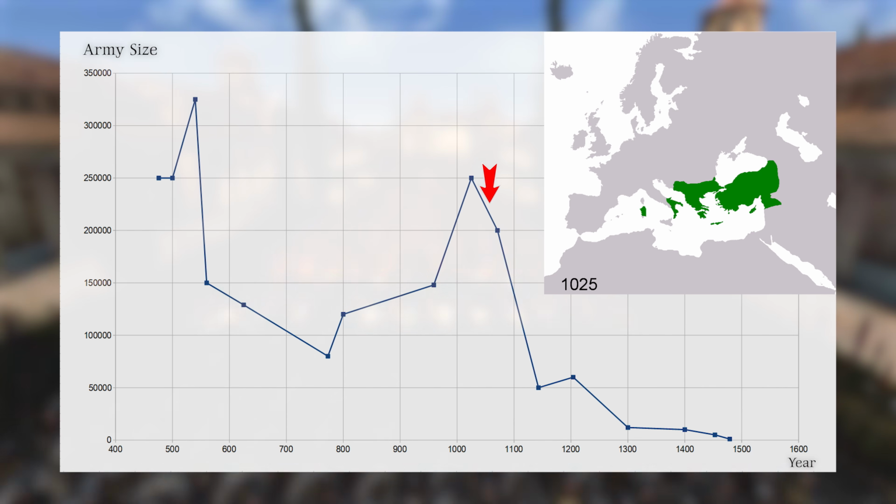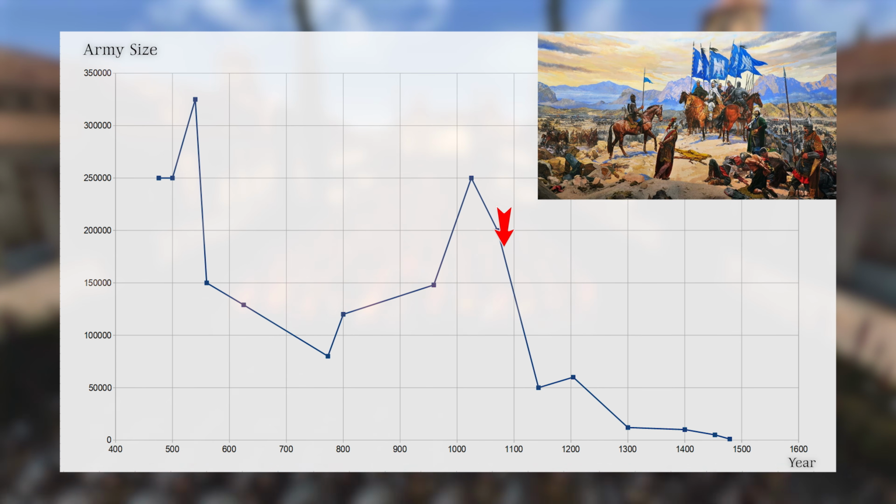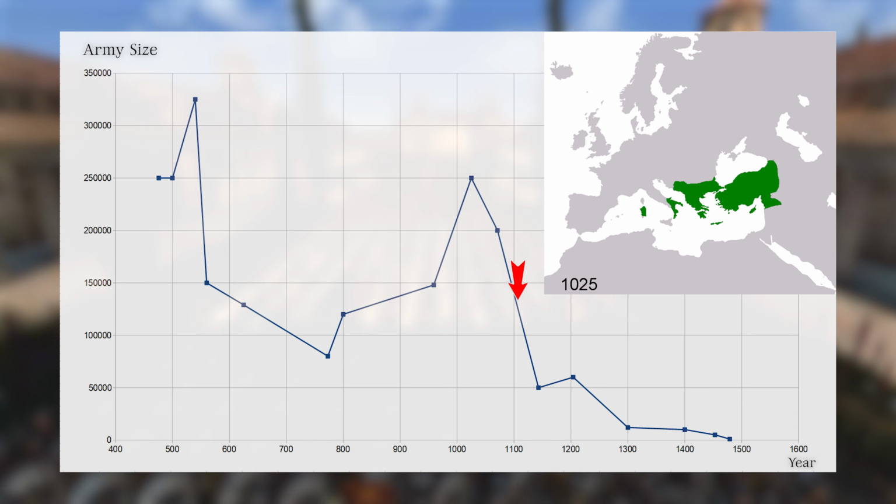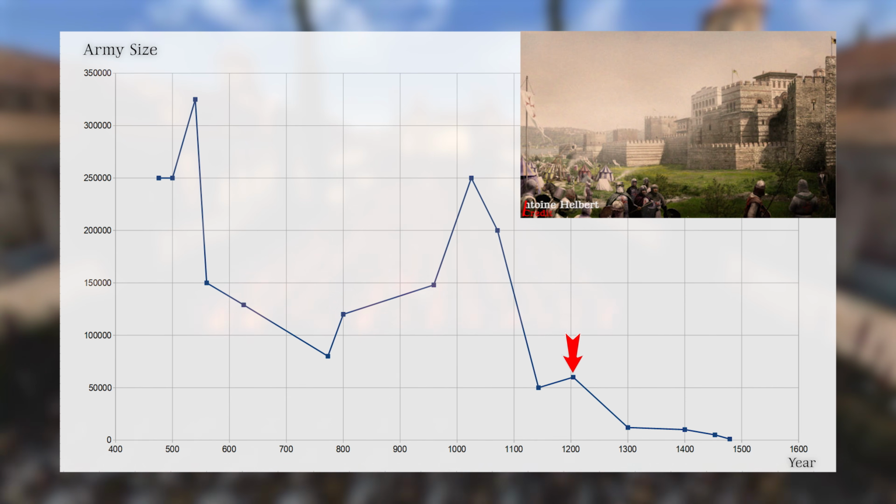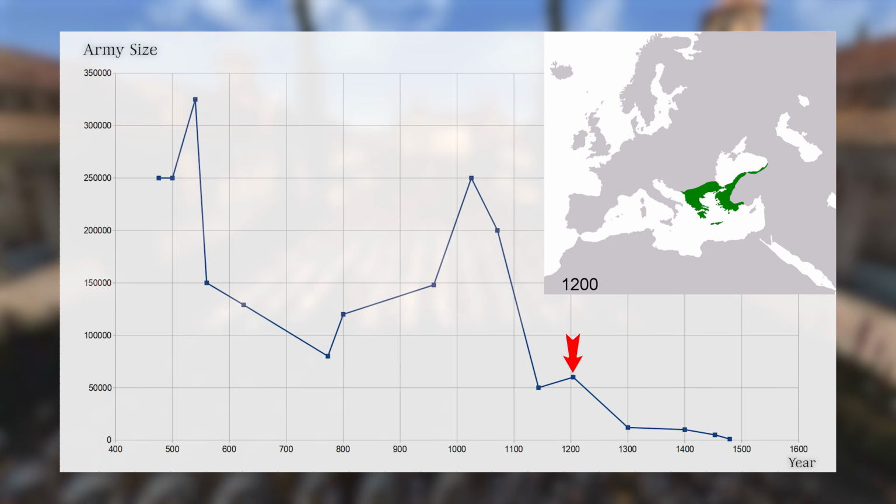After the disastrous Battle of Manzikert and the loss of large parts of Anatolia after 1071, by 1143 already the army had shrunk to 50,000 men and recovered only briefly to 60,000 in 1204. After the disastrous sack of Constantinople of 1204, the army shrank further, and famously in 1453 there were only about 5,000 Byzantine soldiers left who defended the city.